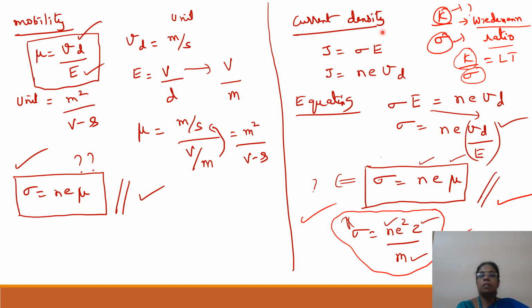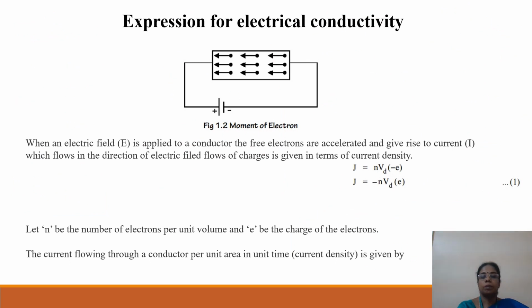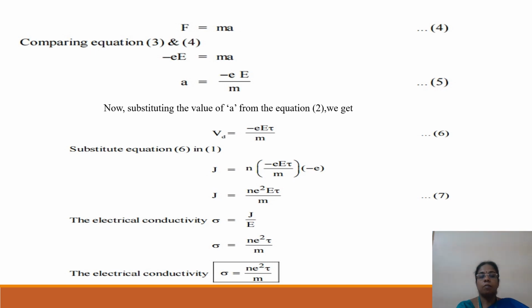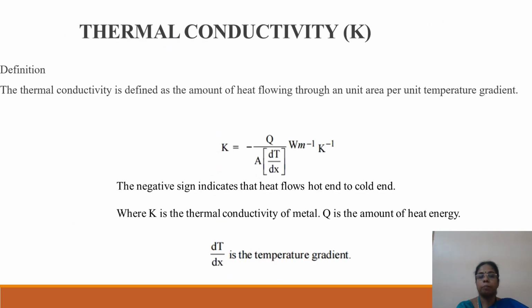Now the current density is J equal to σE. You know this expression. You also know J is equal to NeVd. When you equate these two equations, you get a new relation, σ is equal to Neμ. Now I already explained how you get the expression for the electrical conductivity. We have substituted everything and we got the expression σ = Ne²τ/m.